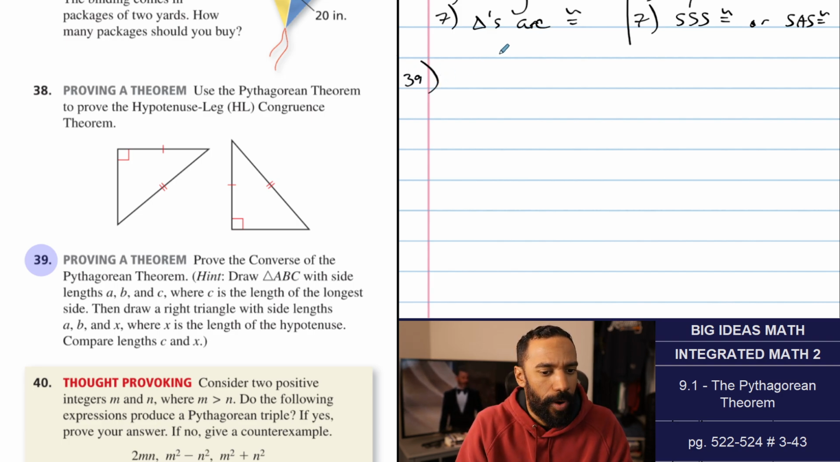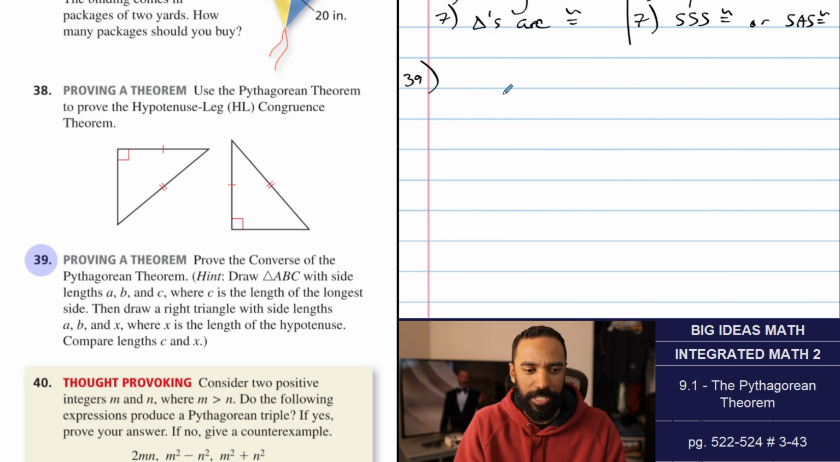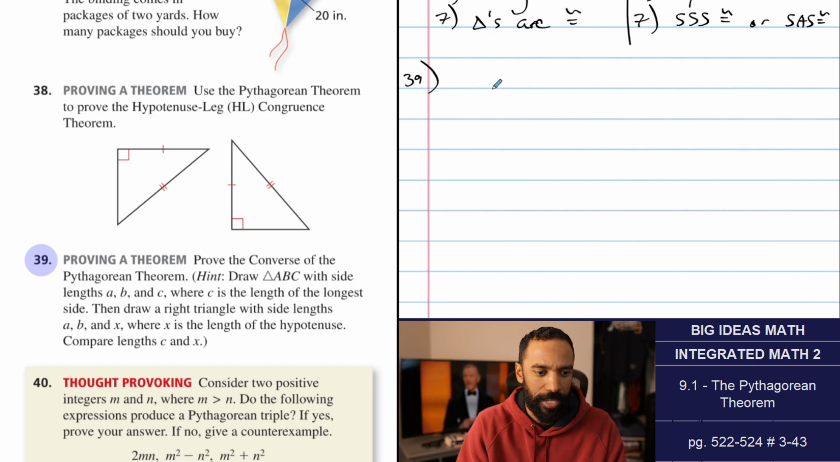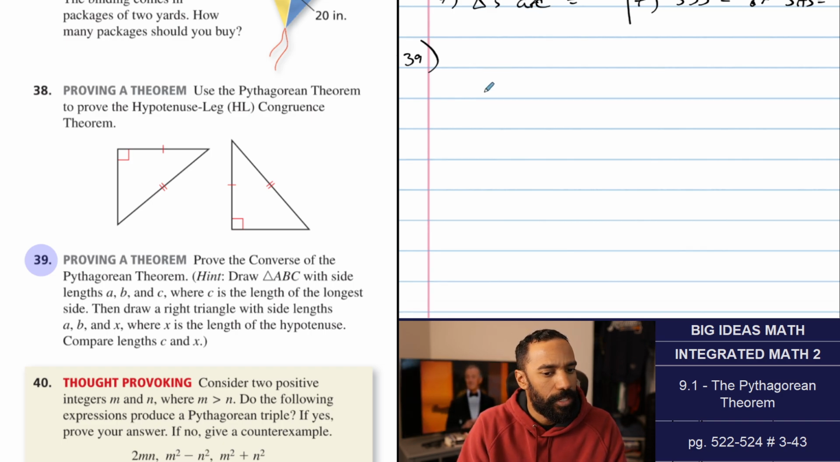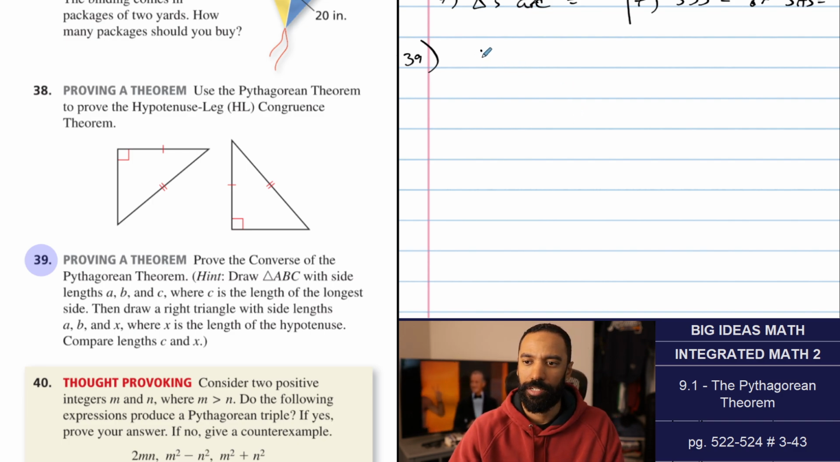Hint: draw a triangle ABC with side lengths A, B, and C, where C is the length of the longest side. Then draw a right triangle with side lengths A, B, and X, where X is the length of the hypotenuse. Compare lengths C and X. Draw a triangle ABC, where C is the longest side.